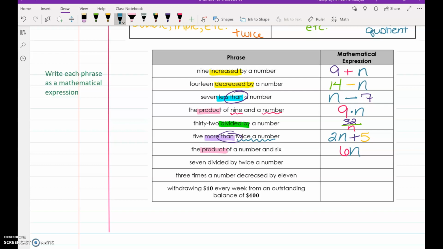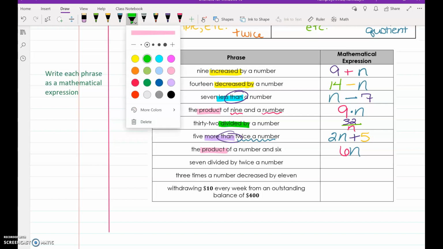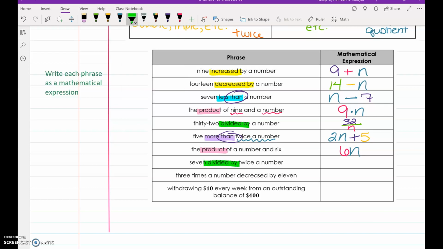So 7 divided by twice a number. Divided by, what did I make that? Green? I know I use a lot of colors in my notes. I promise you'll get used to it. I just like colors.